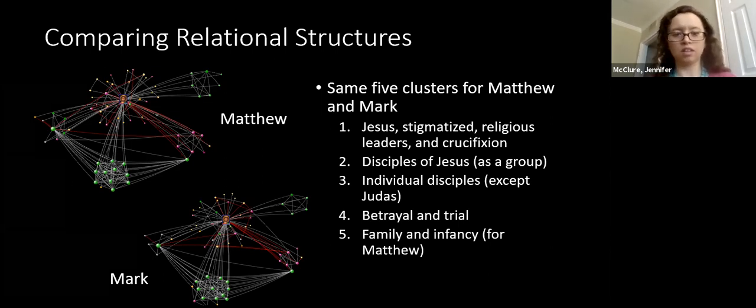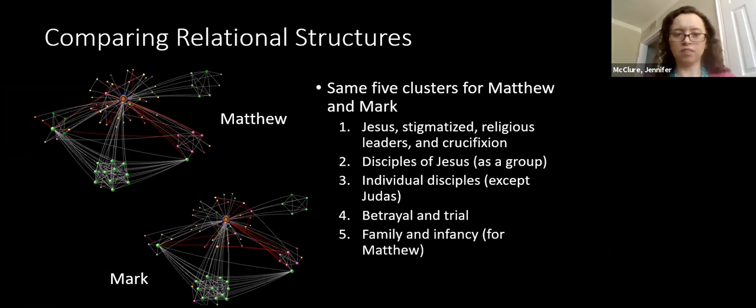And so the green dot that we see in the fourth subgroup is Judas Iscariot, who betrayed Jesus. But we also have the different religious leaders who betrayed Jesus to Pontius Pilate and who accused him during the trial. We also have Pontius Pilate in this fourth subgroup as well.